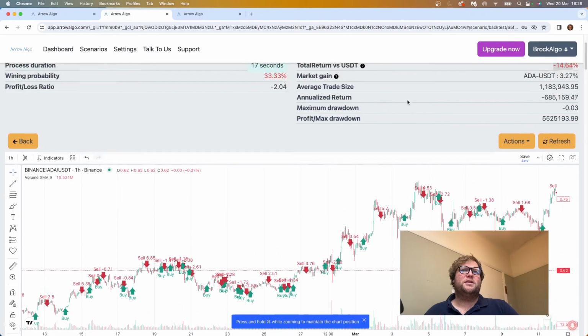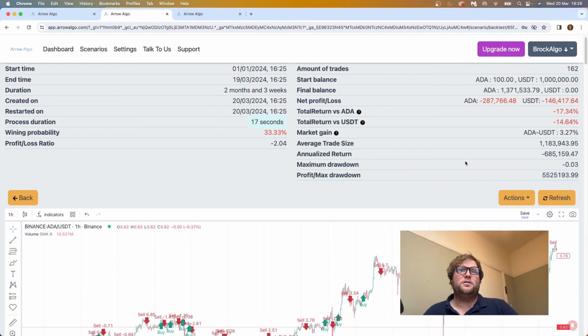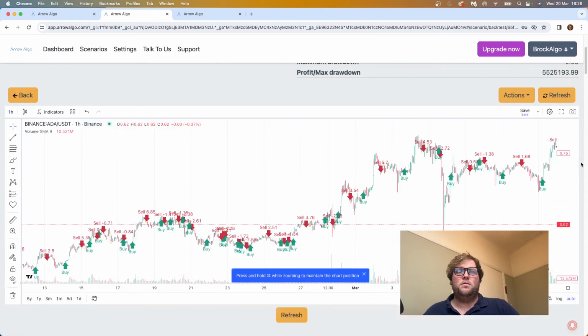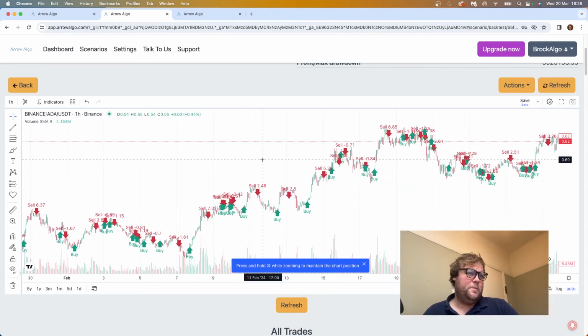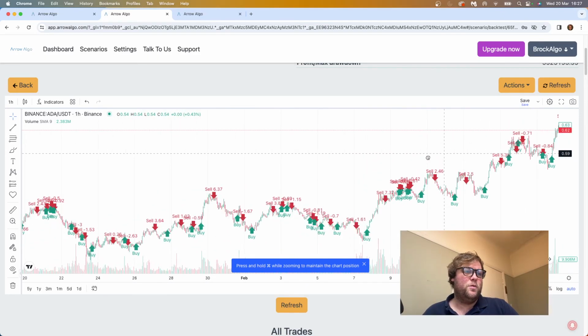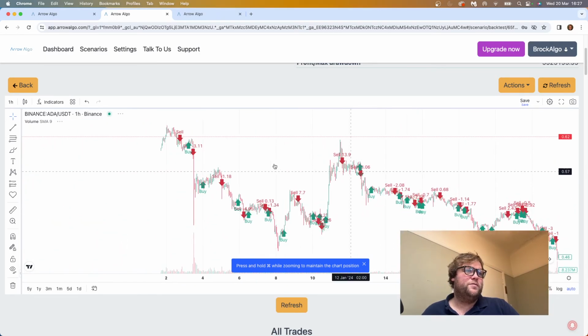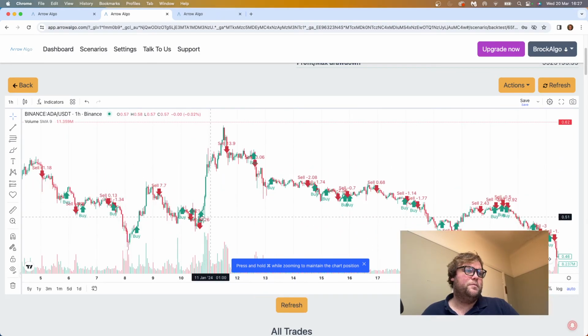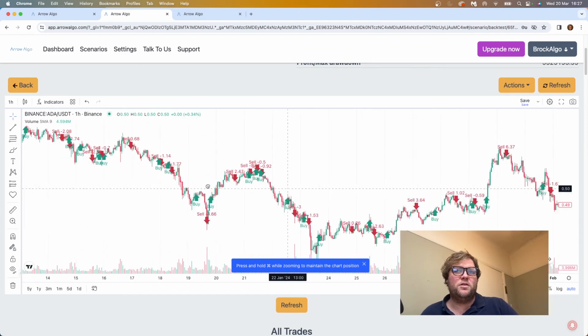So there's a lot of noise in here. I mean, 162 trades over 2 months, that's 50 trades a month. That's a lot. That's more than 2 trades a day. But you can see within here, although there are lots and lots of signals, you've got some very nice signals in here. You've got some buys and sells either side of breakouts and corrections. So there are some nice signals in here.